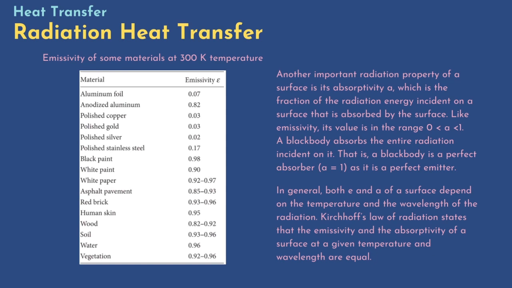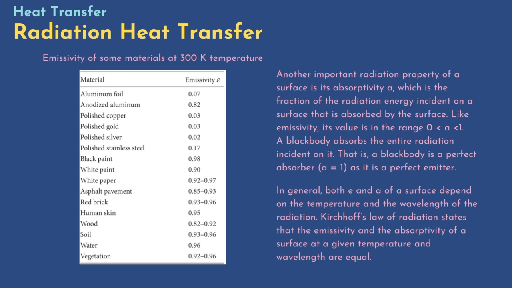The table shows the emissivity of some materials at 300 K temperature. Another important radiation property of a surface is its absorptivity, A, which is the fraction of the radiation energy incident on a surface that is absorbed by the surface. Like emissivity, its value is in the range of more than 0 but less than 1. A black body absorbs the entire radiation incident on it.